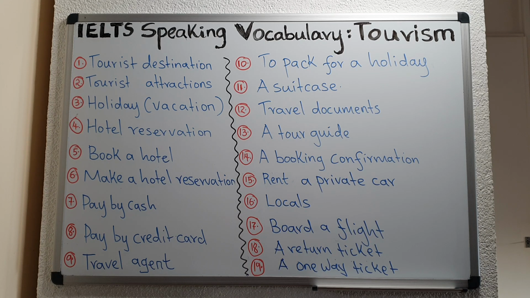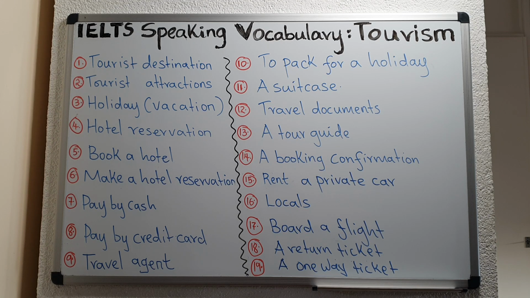Number 4, hotel reservation. Before I go on holiday, I have to make sure that I find a good hotel, and once I have found the hotel, I am going to make a hotel reservation. Number 5, book a hotel. Before you go on holiday, you need to go on the internet and find a good hotel. Once you have found the hotel, then you need to make sure that you book the hotel.